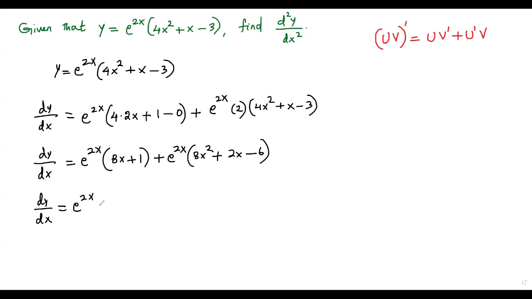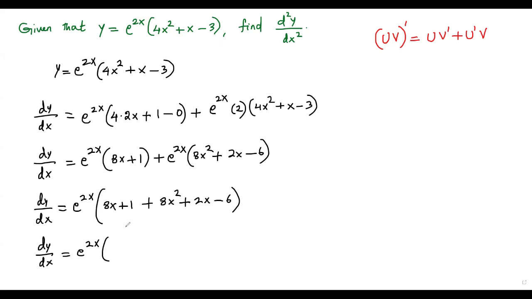So if I factor e to the power of 2x out, what do I have left in the first term? I have just 8x positive 1. What do I have left in the second term? This expression, that is 8x square positive 2x negative 6. In case I have a negative sign, I have to take parenthesis for this one. The negative sign has to be distributed, but we don't have a negative, so it's easier for us. We can write this expression without parenthesis. Okay, so dy over dx equals to e to the power 2x.